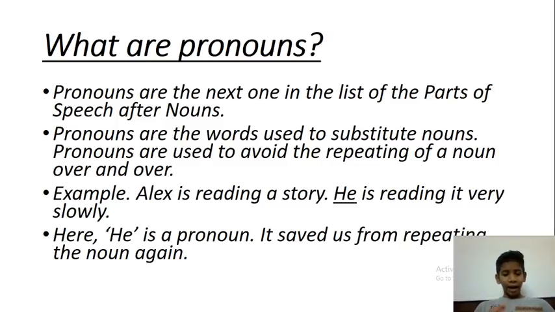For example, Alex is reading a story. Alex is reading very slowly. We can't say it like that, right? It's repeating again and again. It's not nice. So, Alex is reading a story. He is reading it very slowly. Here, he is a pronoun. Why? We are substituting he in the place of Alex, right? So it saved us from repeating the noun again.